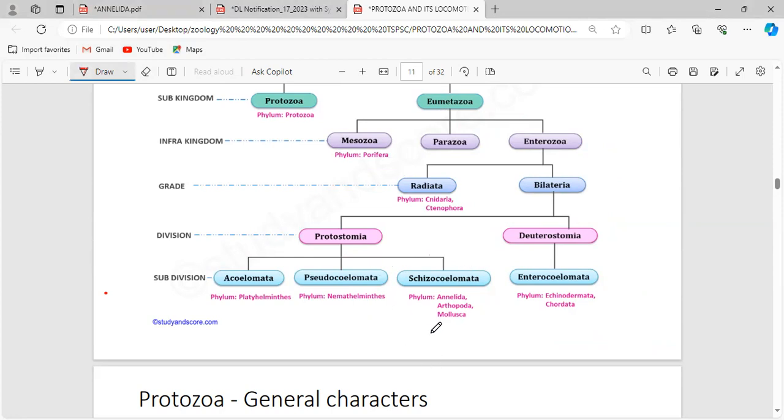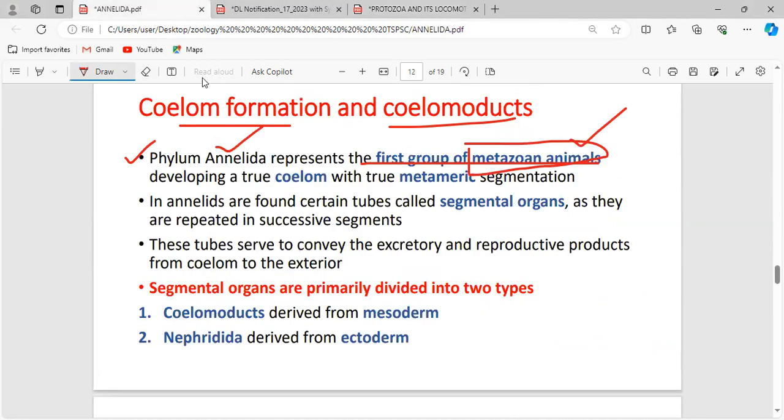Now you can also get a question: which is the first phylum in which the body cavity emerges from the digestive tract? You have to know that it is the phylum Echinodermata, because up to this the body cavity emerges only by splitting the mesoderm. Only from the phylum Echinodermata does the body cavity emerge from the digestive tract. So you should know these differences also. This is the meaning of this point: the first group of metazoan animals developing a true coelom with a true metameric segmentation. Straight away you can get this question.